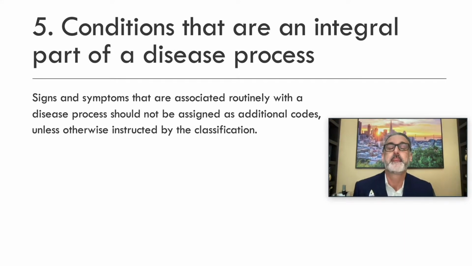And part number 5 deals with the conditions that are an integral part of the disease process. And a short little guideline rule here, that signs and symptoms that are associated routinely with the disease should not be assigned as additional codes unless otherwise instructed by the classification. And that just kind of recaps what we actually just talked about. Because remember, I don't write the guidelines, so some of them are a little bit repetitive here. But it says that we should not assign the signs and symptoms diagnosis codes if we have that definitive diagnosis.